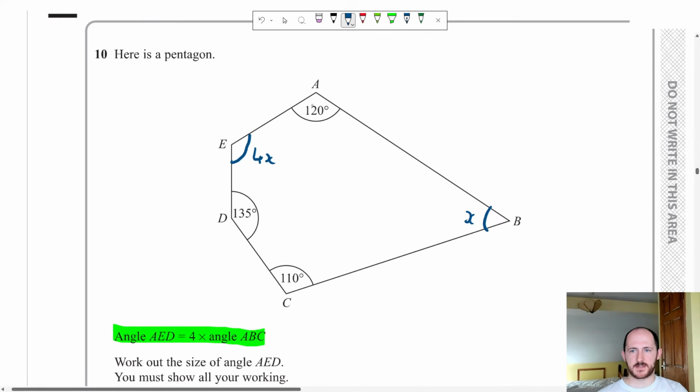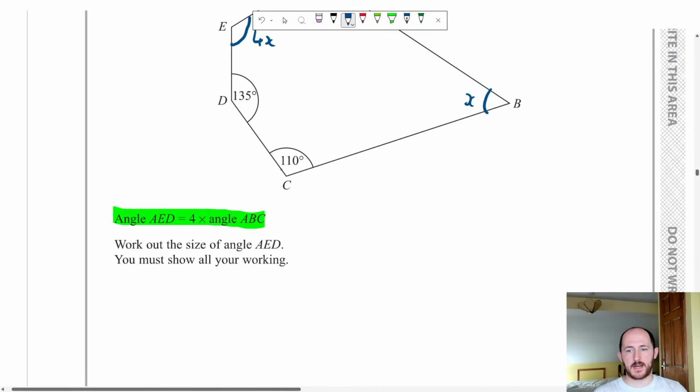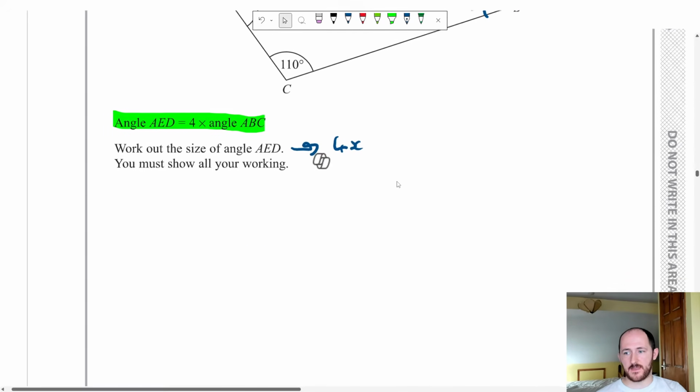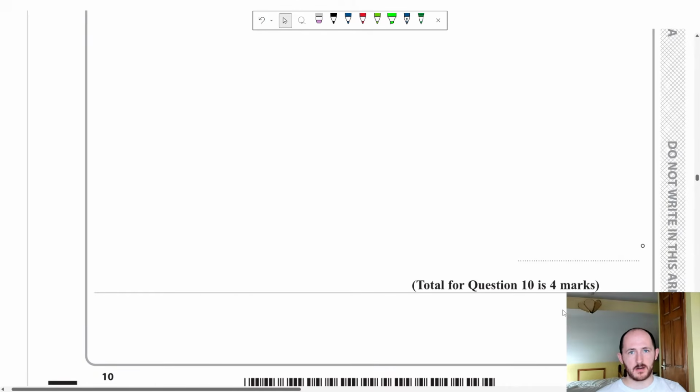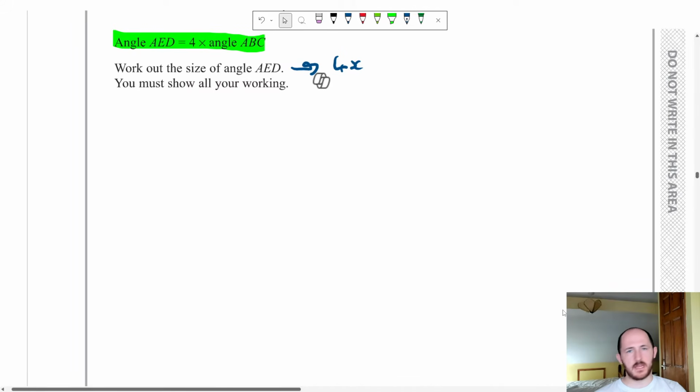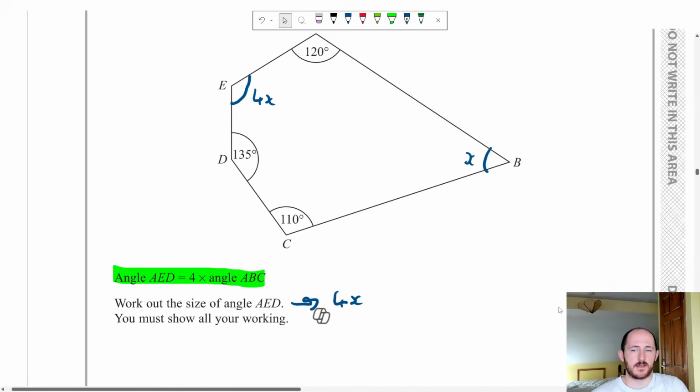And it says you need to work out the size of angle AED. So we need to work out what 4x equals, not x. The number of students that stop once they get x, and therefore they lose that final fourth mark, is incredible. They only get 3 out of 4 because they've worked out x, they haven't worked out 4x. So, how can we work this out?